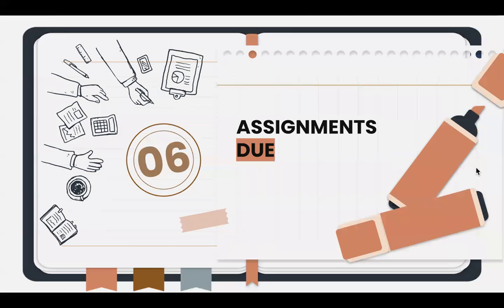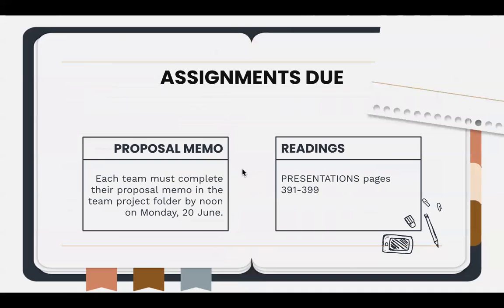All right, last thing, assignments. Your proposal memo is due in your team project folder by noon on Monday, the 20th of June. So you have the entire week to create this proposal, to perfect this proposal, and to make sure that it is ready in your team project folder by noon on Monday.